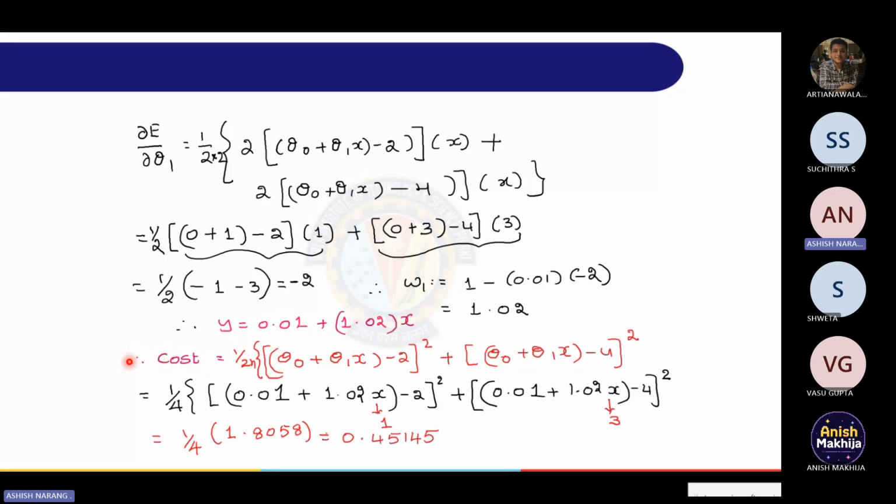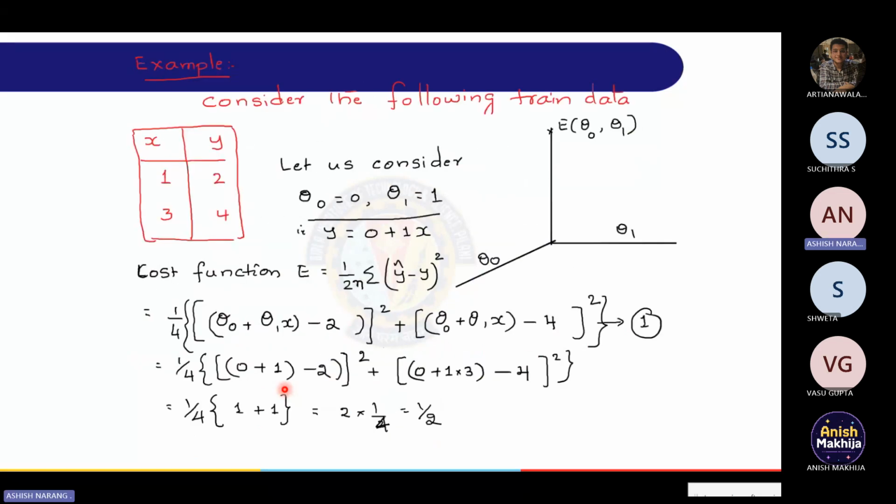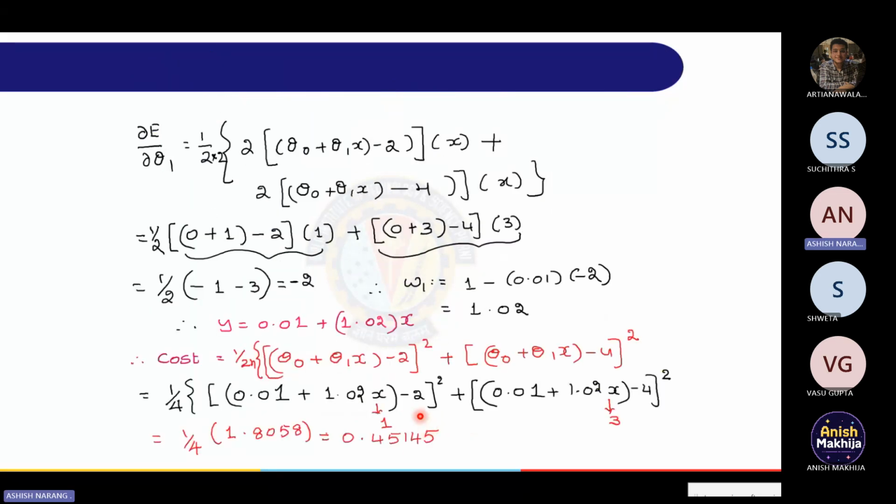So this is the computation of the cost function. You remember our cost function initially had a value of 0.5, that is, 1 by 2. Now it reduced to 0.45. So it means it has improved also. It has improved. Make sense?